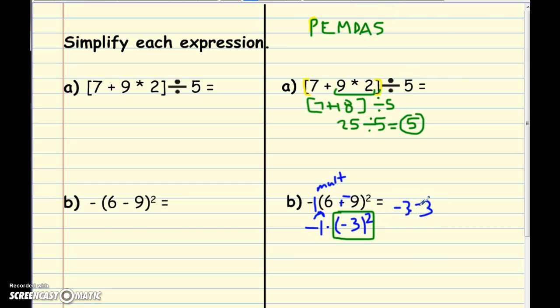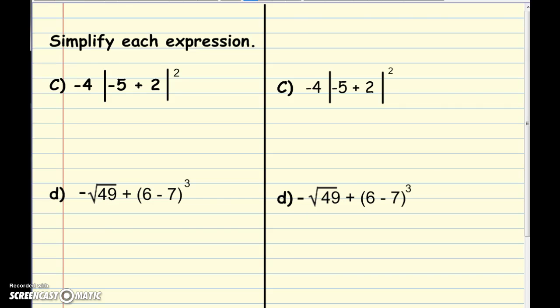And negative times a negative is a positive, and 3 times 3 is 9. So I'm going to bring that positive 9 down here. Again, -3 times -3. And what is -1 times 9? It gets us that -9. Again, anytime you see a negative sign out front, treat it like there's a 1 there, an invisible 1. Do the operations inside any grouping symbols, and then follow the order of operations.